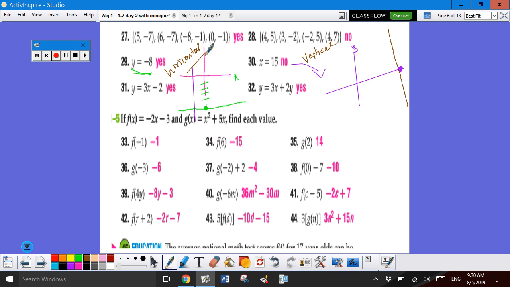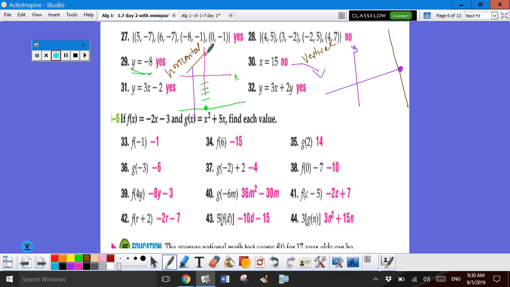31 is yes. 32 is yes. 33, -1. 34, -15. 35 is 2. 36 is -3. 37 is -4. 38 is -10. 39, -8y minus 3. 40, 36m squared minus 30m.